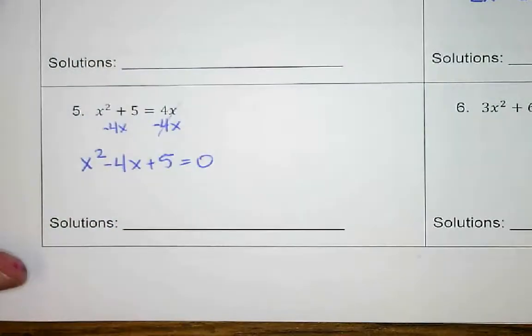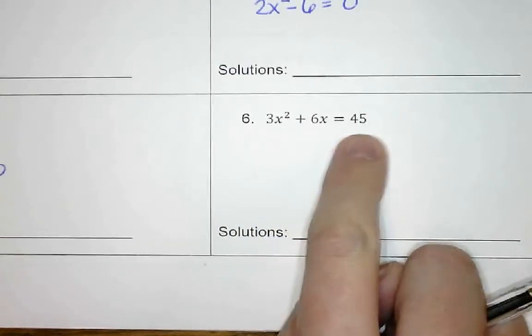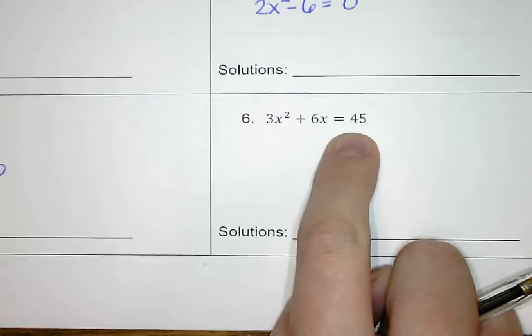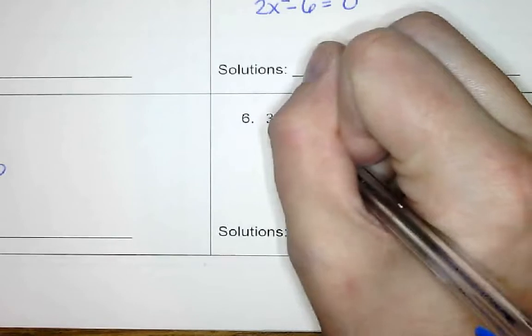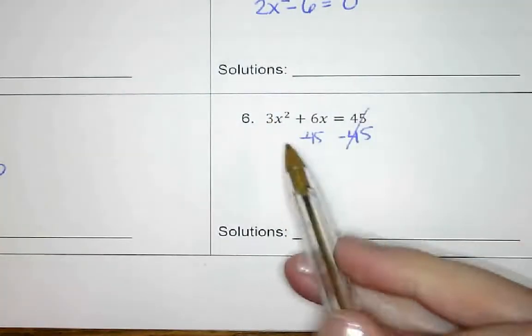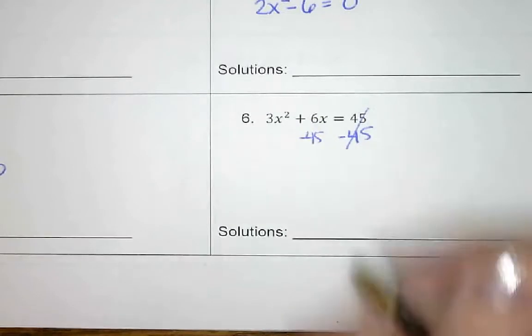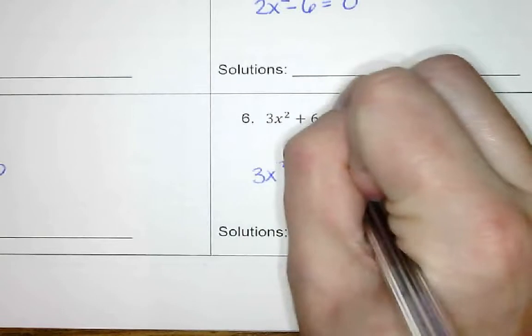And the last one here, number 6, 3x squared plus 6x equals 45. Is this in standard form? Nope. So we're going to have to subtract 45 from both sides. Are we really subtracting 45? We can't subtract it from 3x squared or 6x because those aren't like terms. So we can just write it as 3x squared plus 6x minus 45 equals 0. So these are my standard forms that I am graphing. Does that make sense, you guys?